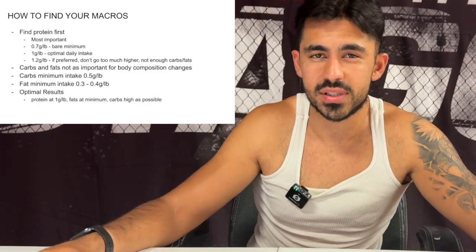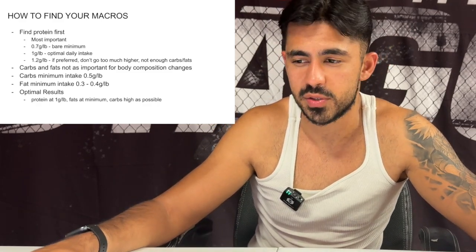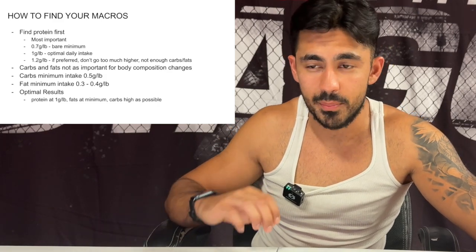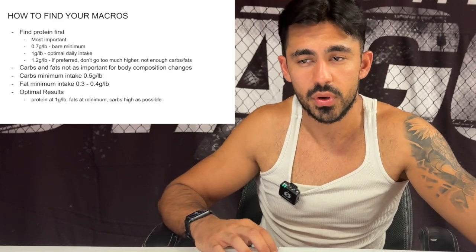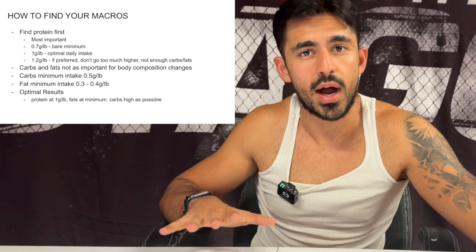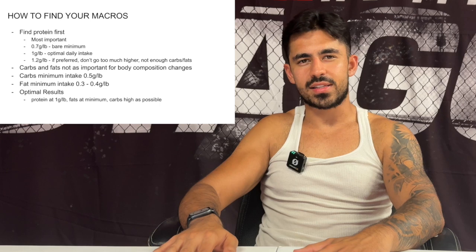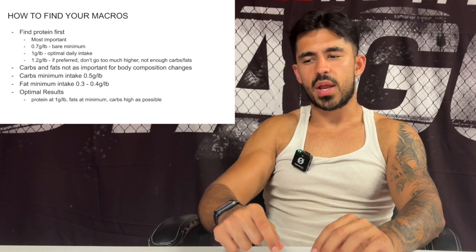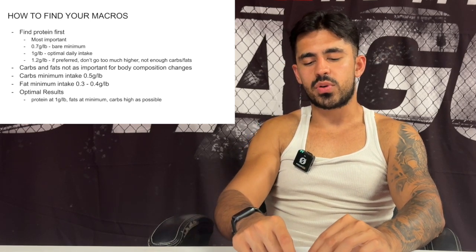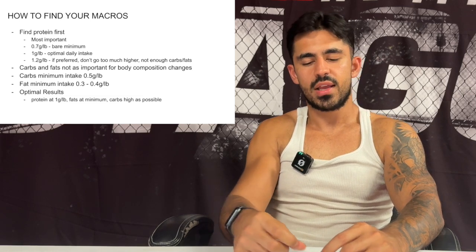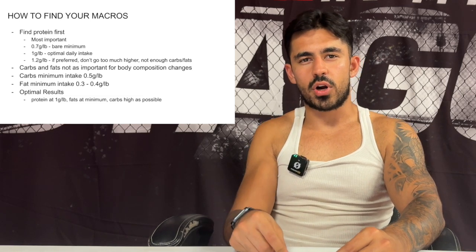For optimal results, if you really want to build as much muscle as possible, most people do well with protein at 1 gram per pound, fats at minimum, and carbs as high as possible. Try that out if you really want optimal results, and then you can adjust based off that, because some people really don't like fats at minimum. Some people do well with, okay, let's try that out, and then let's try increasing fats to the point I really enjoy, because fats are really like savory foods, and then try bringing carbs a little bit down.